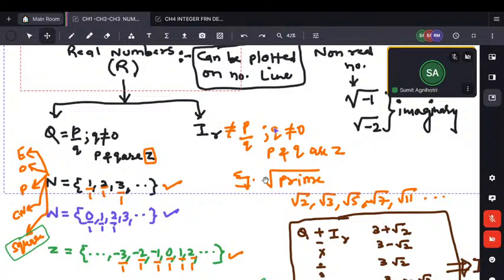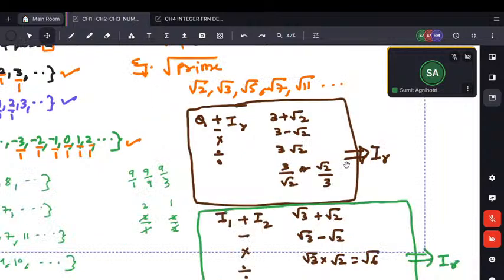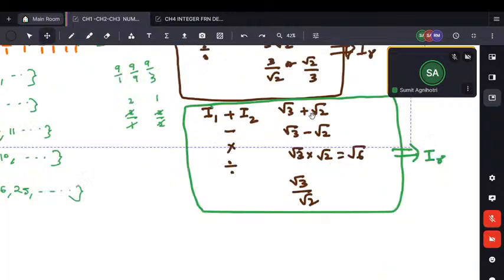That is why 3 plus root 2, 3 minus root 2, 3 into root 2, 3 divided by root 2, and even root 2 by 3, they all are irrational. And not only this, even if you operate one irrational with another irrational, with plus, minus, multiply or divide, you will get irrational in all these cases. That is why root 3 plus root 2 is irrational, root 3 minus root 2 is irrational, root 3 into root 2 is irrational, and root 3 over root 2 is irrational.